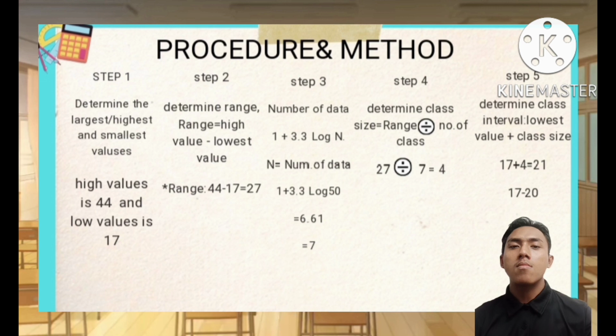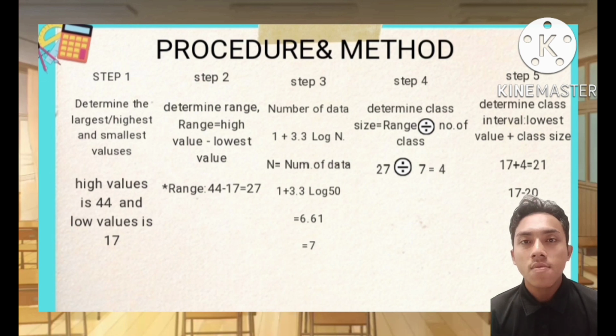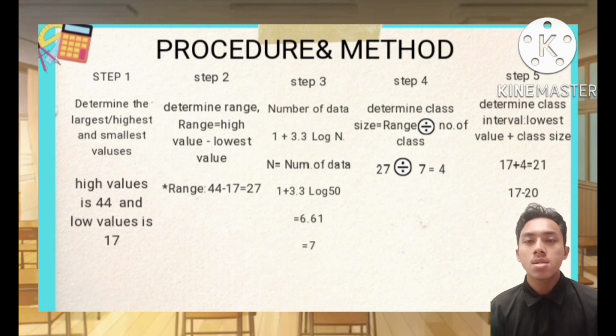Step 4. Determine class size. Class size is the range divided by the number of classes. The answer is 27 divided by 7 equal 4. Step 5. Determine class interval, which is the lower value plus class size: 17 plus 4 equal 21, so the interval is 17 to 20.